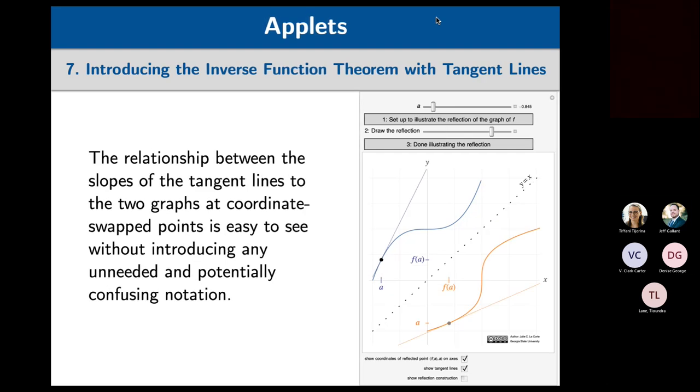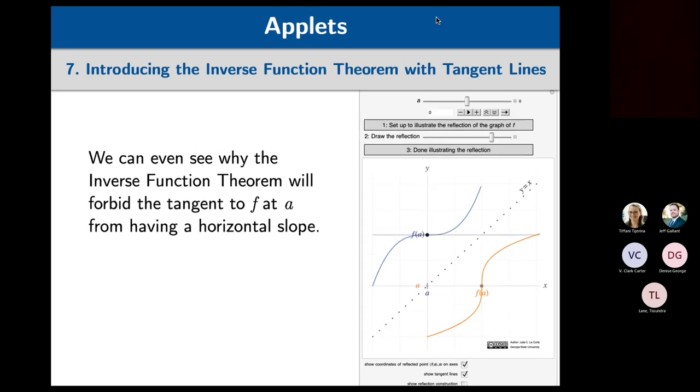Once the graphs of F and F inverse are both visible, we start looking at tangent lines at corresponding points. The relationship between the slopes of the tangent lines is easy to see in the picture, easy to explain just using delta X and delta Y, no more confusing notation than that. And we can even see why the inverse function theorem forbids the tangent to F at A from having a horizontal slope.